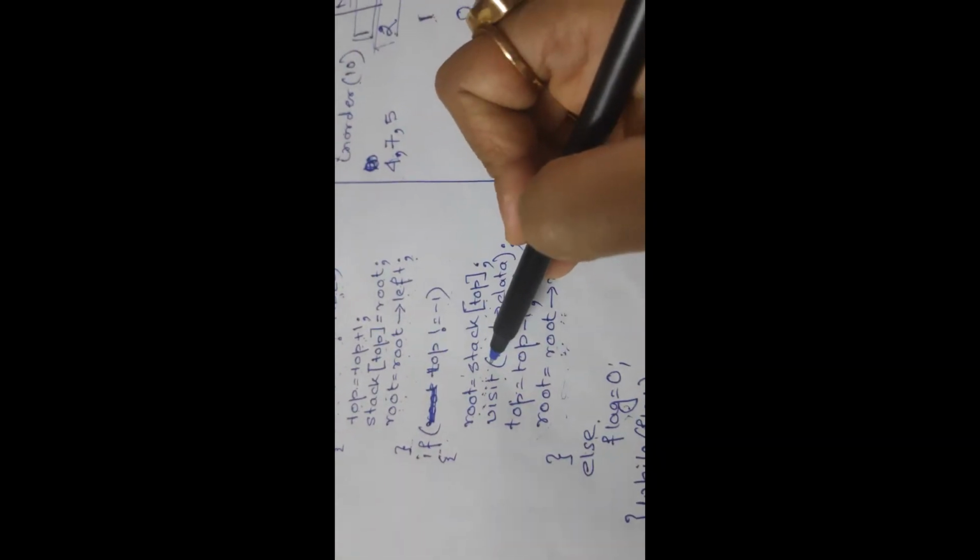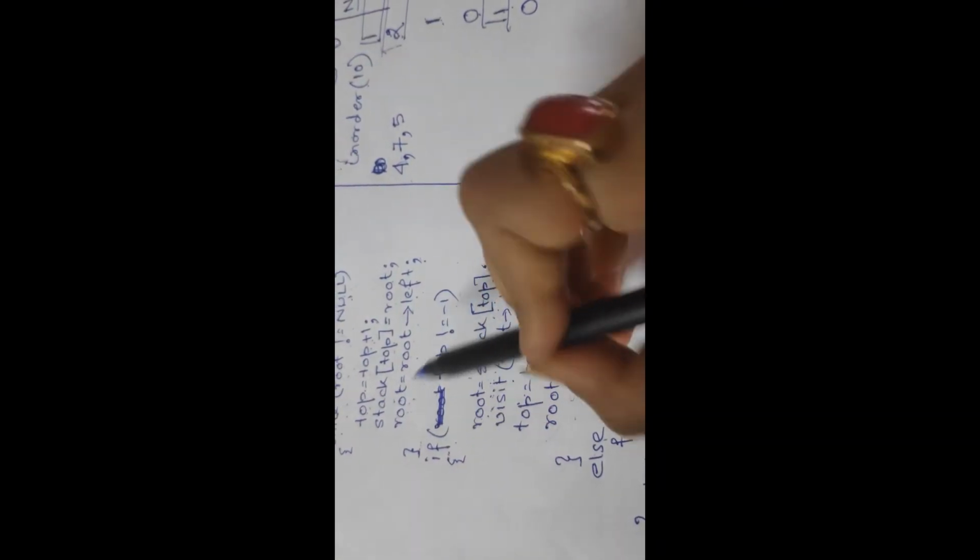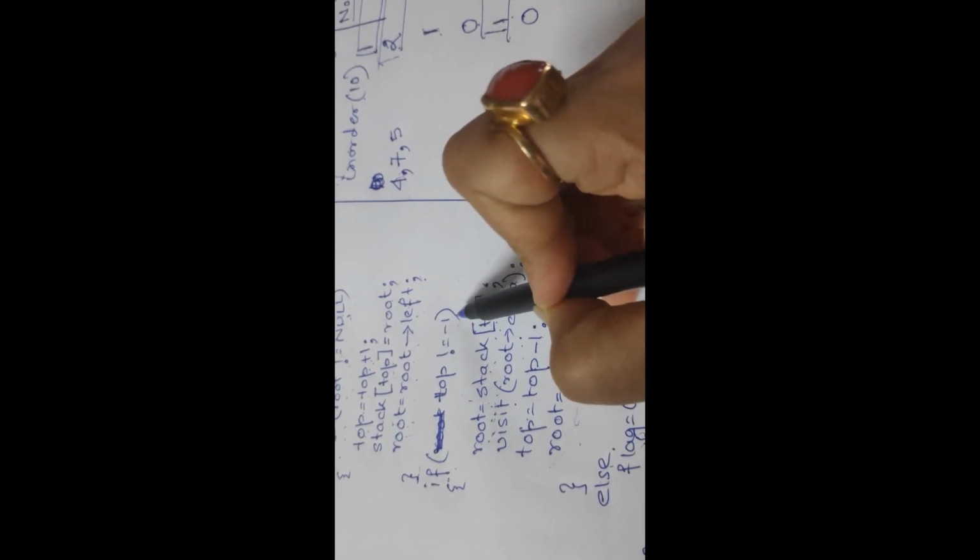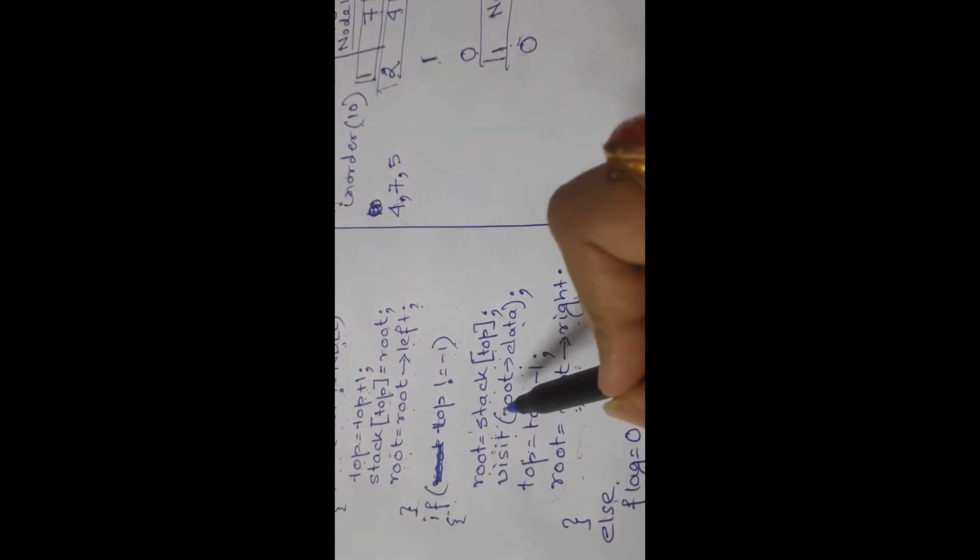We straight away come to the if condition. If top not equals to -1. What is the value of top? Top value is 0, which is not equals to -1. It is true. So we will enter the if condition. Root is equals to stack top.